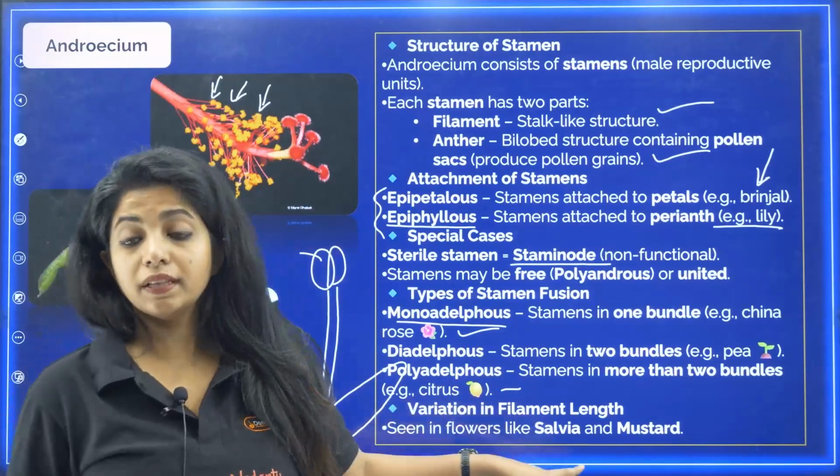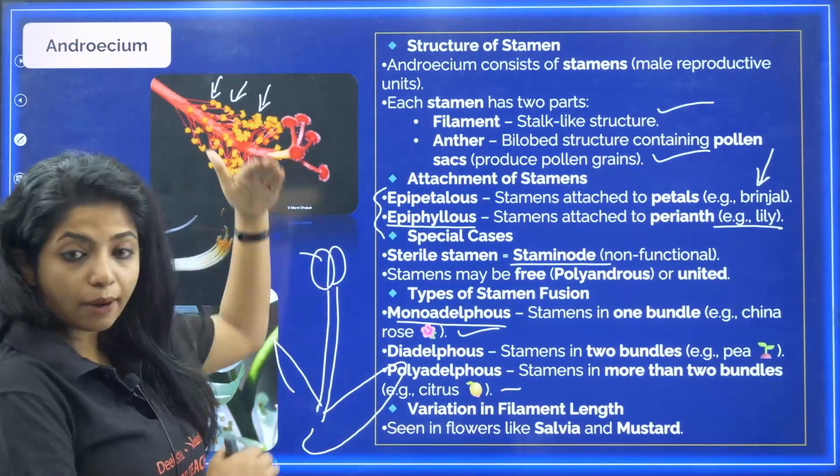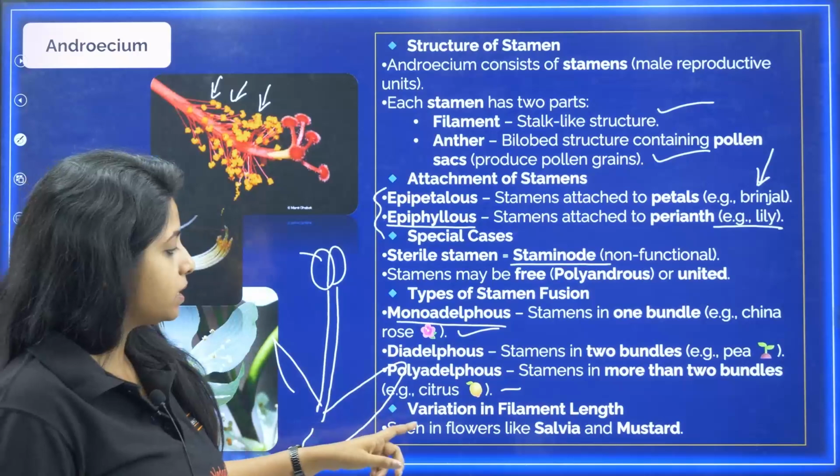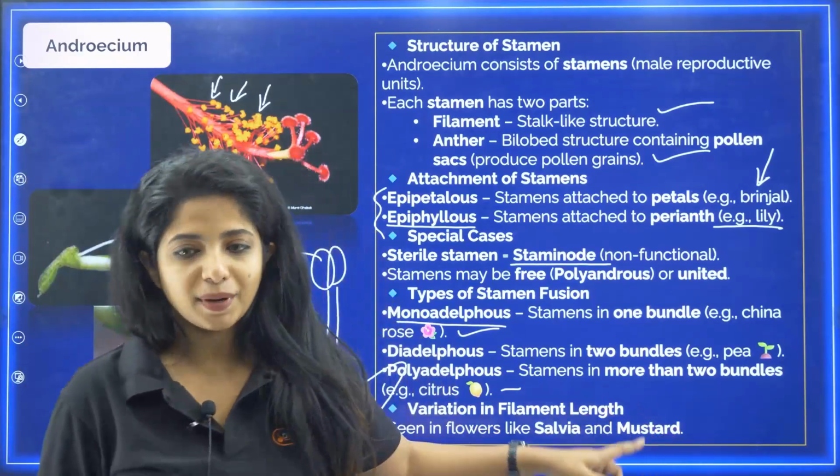Now variation in the filament length is also there. Filament length can have varying sizes, my dear children. It can be seen in flowers like salvia and mustard.